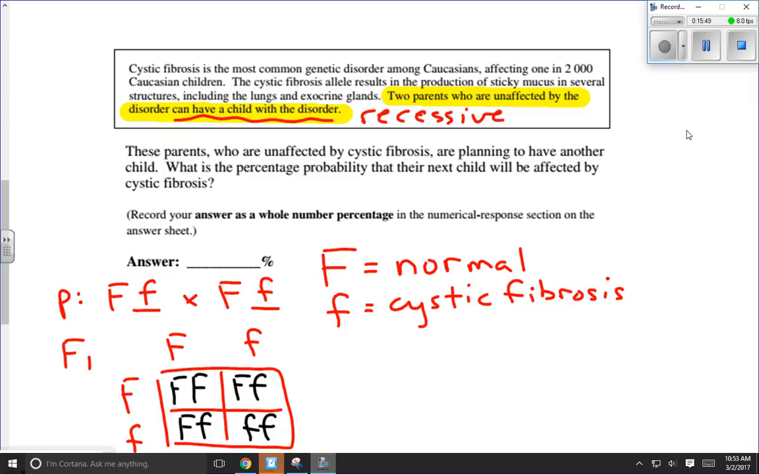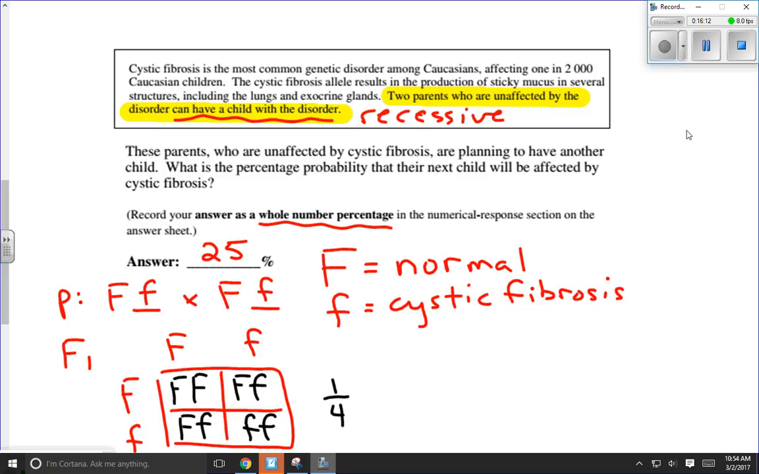So we're asked for the probability that the next child will be affected by cystic fibrosis. Well, it doesn't matter which child we're talking about, first child, second child, third child. Every child is a separate instance in terms of probability. So our probability here would be 1 out of 4. And we're asked for a whole number percentage here. So a whole number percentage is 25% chance of cystic fibrosis.